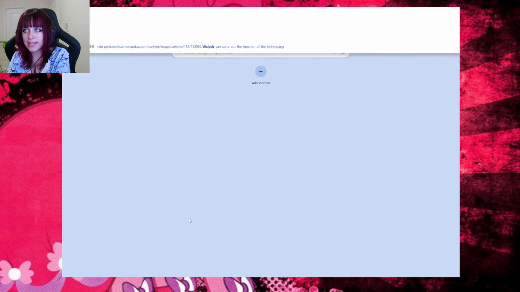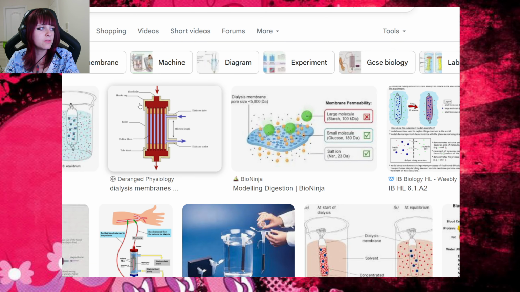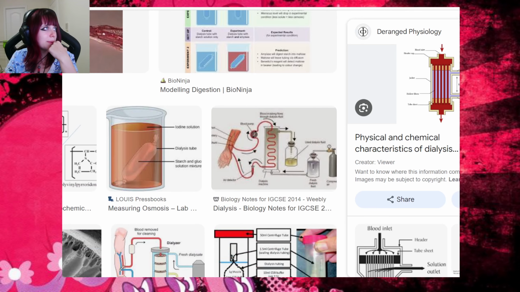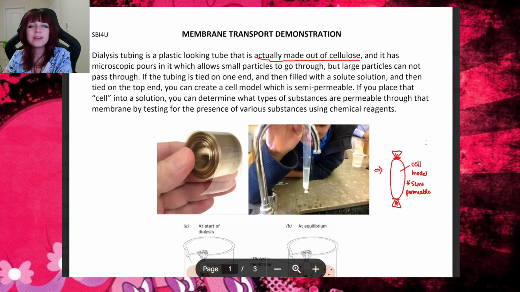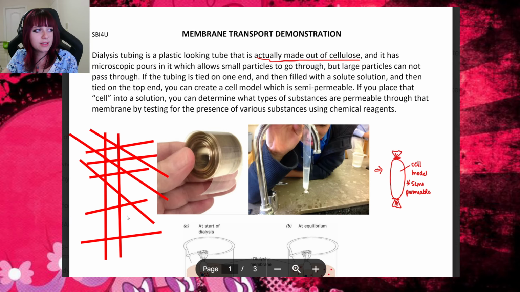So if we look at the dialysis tube's structure, we will see that it's literally just a bunch of fibers of cellulose. I don't think I'll be able to find it. Oh well, it's not cooperating with me. But basically just imagine a bunch of strips of this cellulose, and they're all overlaid over each other in order to form this sort of sheath of cellulose, right?